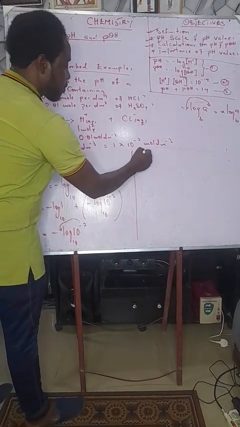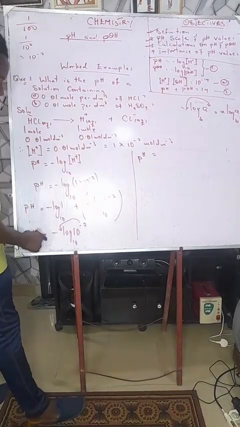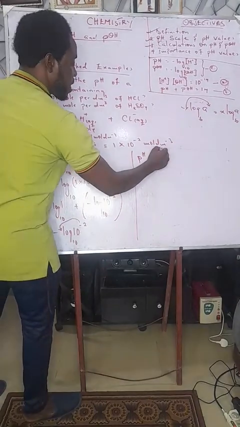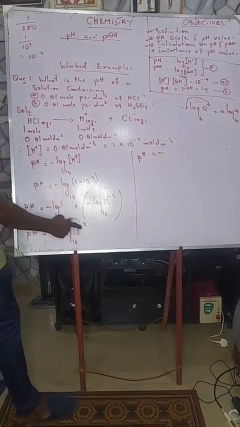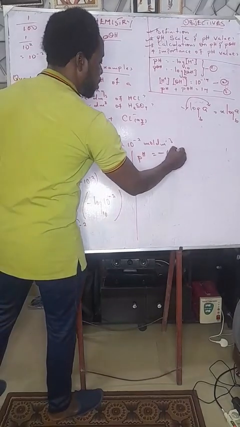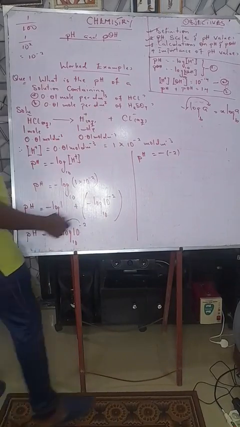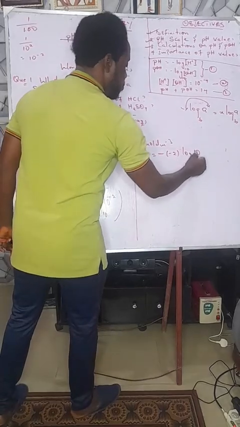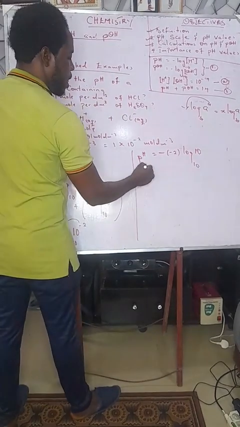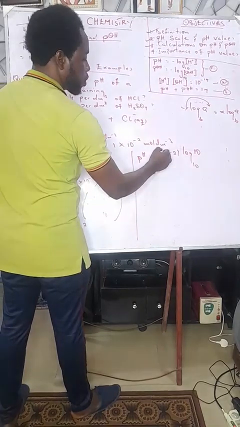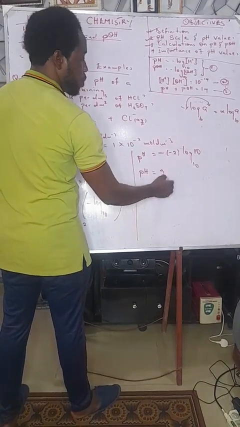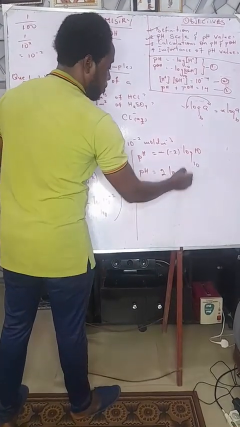So your pH now will be equal to, there is minus there already. You have to be very careful. The minus that is there already, then minus 2 is coming again, then you put the minus 2. Then log 10 base 10. So our pH now is equal to minus 1, this is minus 1, times minus 2 will give us plus 2. This is 2 log 10 base 10.